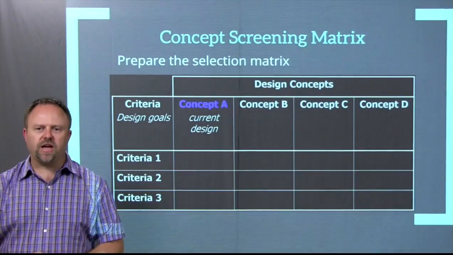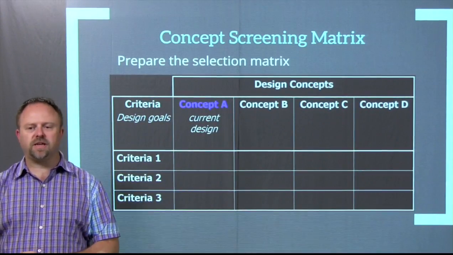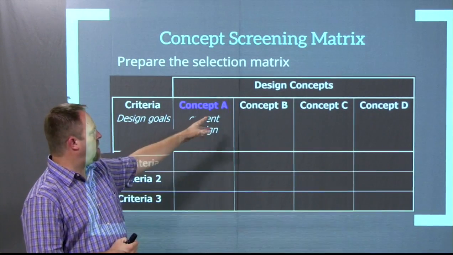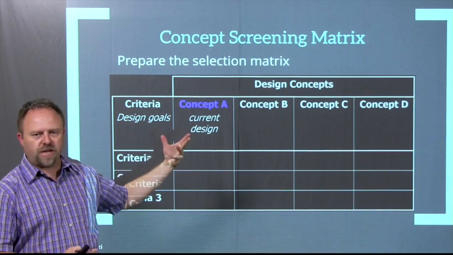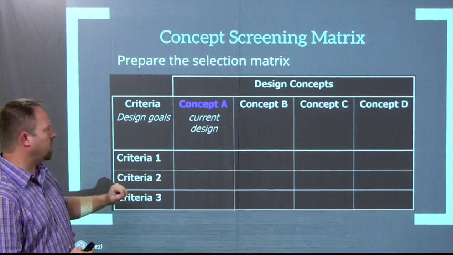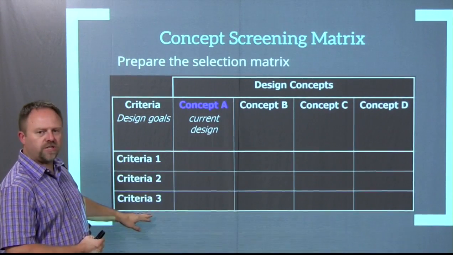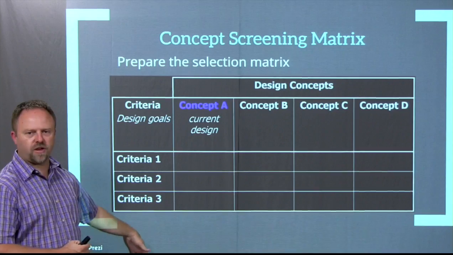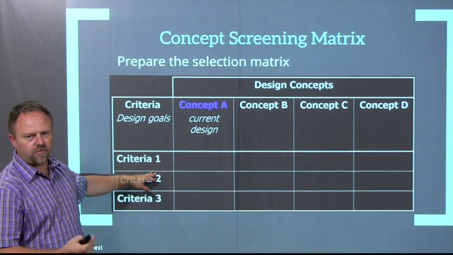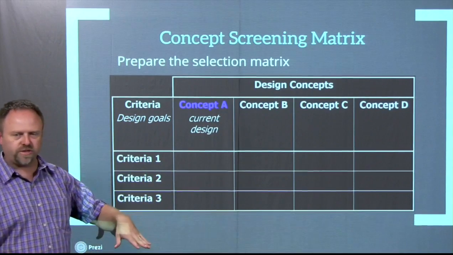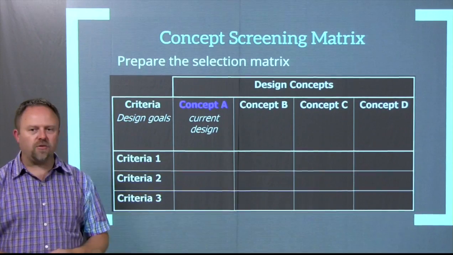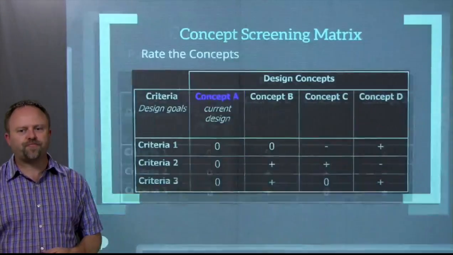So let's take a look at an example of a screening matrix. This is an example here, and we'll just list a couple of concepts. We have concept A, which is our current design, or maybe something we're benchmarking against. We have concept B, C, D, and there could be more than that. I'm just going to rate a few of them on here. Over here is our list of criteria. Again, I have 3 listed, but you could have more than that, and these are our design goals. So criteria 1 could be reducing weight, or criteria 2 could be reducing cost, or something like that. Those are our criteria, and we're going to evaluate our concepts against them.